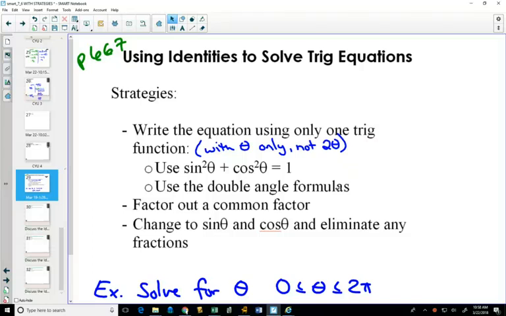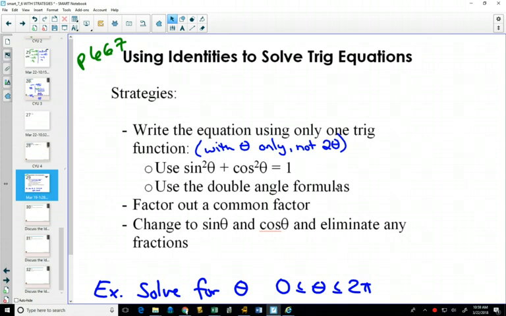The last section of 7.6 is how we can use all of our trig identities when we're solving equations and these identities appear. We've done this a little bit already. One of the main strategies we've used is trying to write an equation with only one trig function, and we've used sine squared plus cos squared equals 1. We did that in chapter 6.